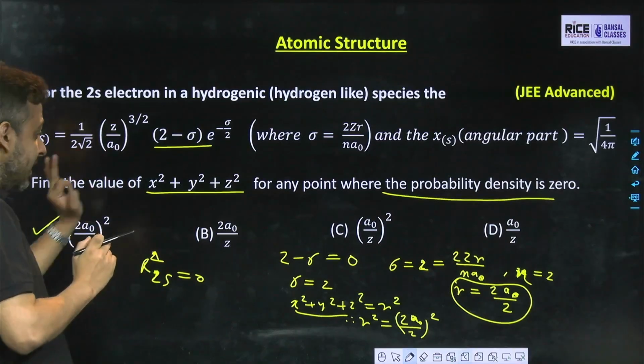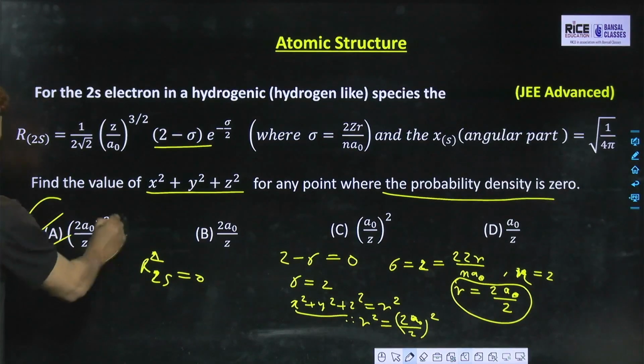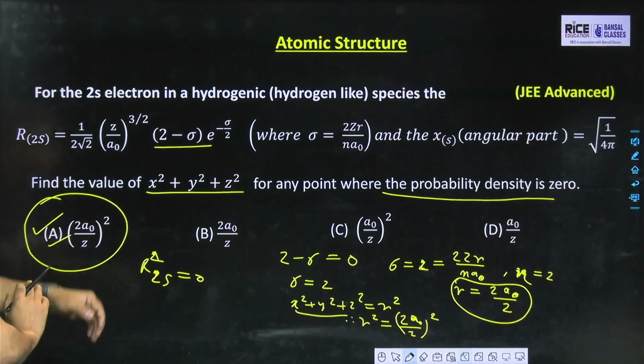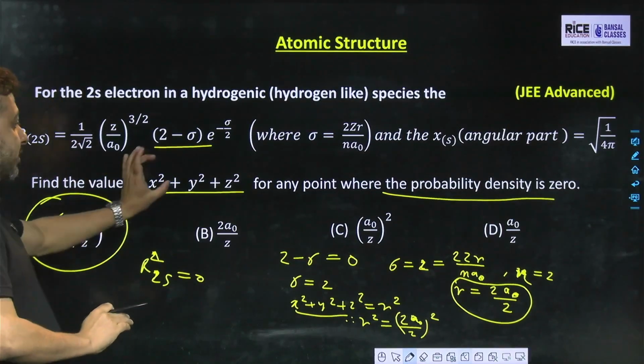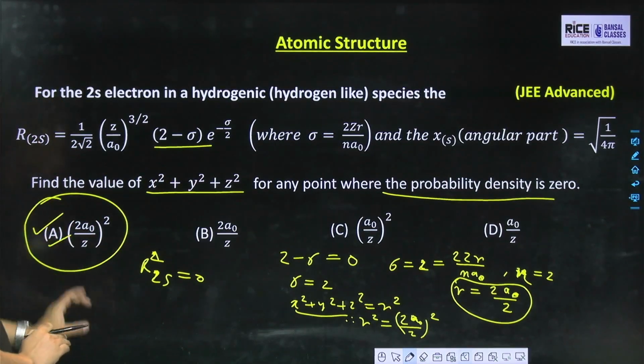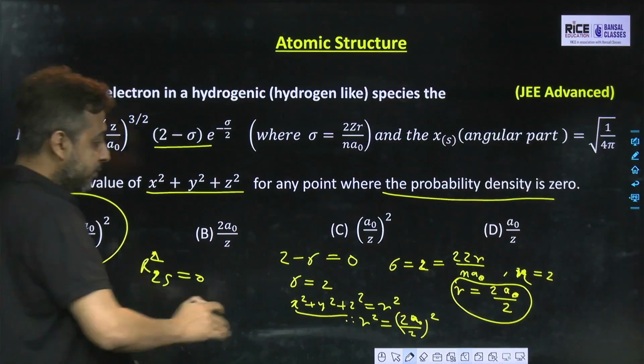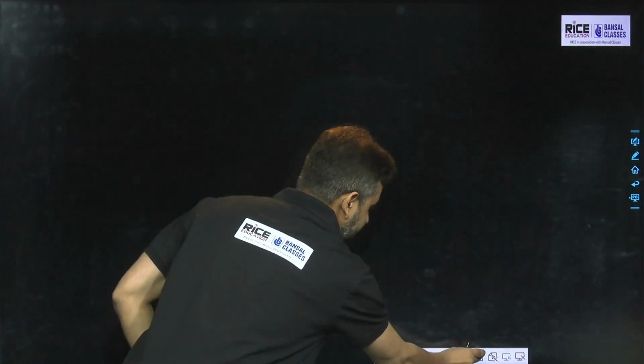So in that question this is the way to solve. The correct option is A: the value of x square plus y square plus z square is 2a naught by Z whole square. Okay, I hope you liked that.